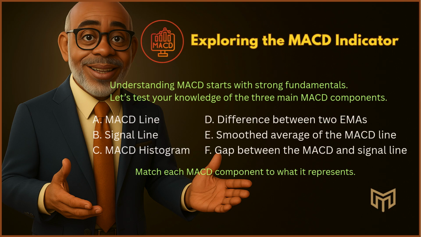Understanding the MACD begins with understanding its individual components. Each part of the MACD serves a different purpose and provides traders with different information about momentum and trend strength. Knowledge check. Review each item carefully and see if you can correctly match each MACD component with its definition. You have 10 seconds to record your answer. If you need more time, just pause the video.